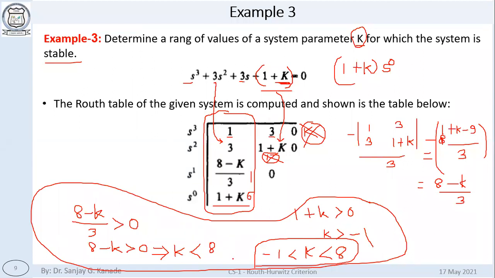If you take any value out of this range, let's say -2, what will happen? 8 minus -2 means 8 plus 2, 10 by 3. But what about this value? 1 minus 2, so -1. So there will be one sign change and the system will be unstable, right?